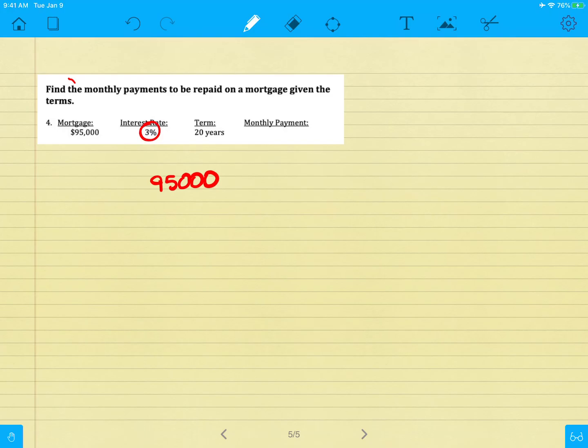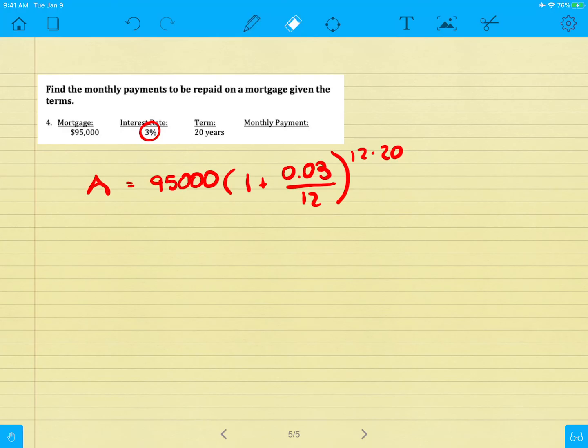$95,000 at 3%, 0.03. Divide that by 12. And then we're going to go 12 times 20. All right. And this will give me my total amount that I'm going to pay for this loan. It's not monthly payment, it's just total amount. So 0.03 divided by 12 is 0.0025. We're going to add that to the number 1. And then we're going to put this to the 240th power. It's 12 times 20.